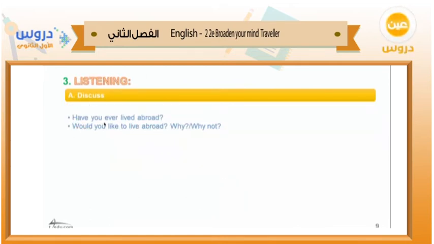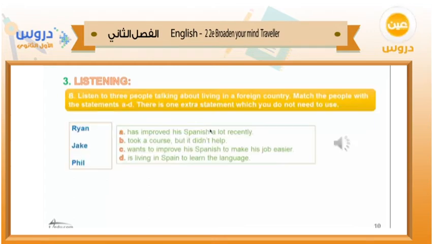Discuss. Have you ever lived abroad? Would you like to live abroad? Why? Why not? Now let's go to listening. Listen to 3 people talking about living in a foreign country. Match the people with the statements from A to D. There is one extra statement which you do not need to use.